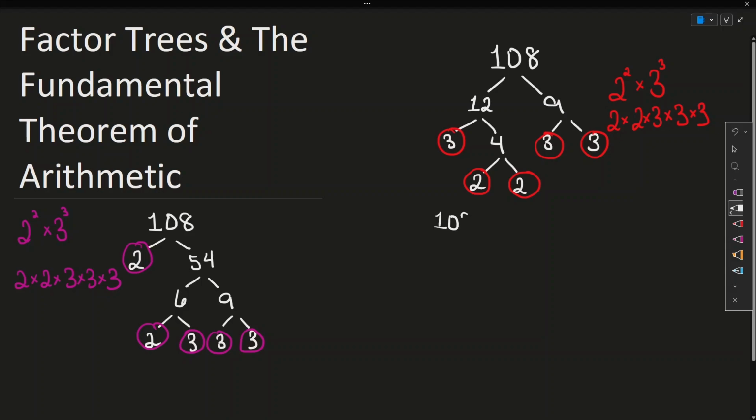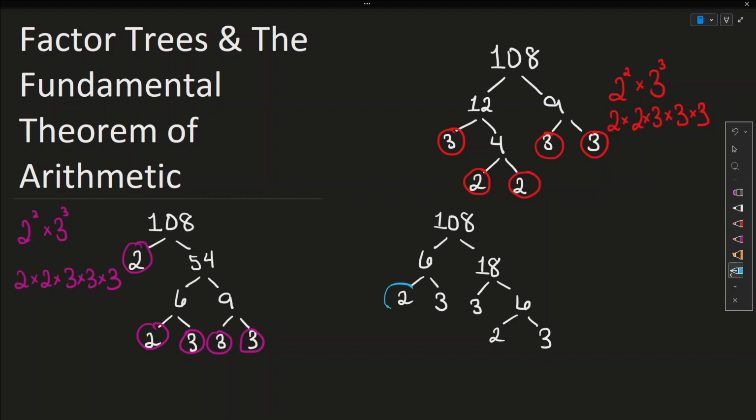Let's look at one more for 108. 108 is also 6 times 18. 6 is 2 times 3. And 18 is 3 times 6. And 6 is 2 times 3. For this one, we once again have 2, 2, 3, 3, and 3. So 2 squared times 3 cubed, or 2 times 2 times 3 times 3 times 3.